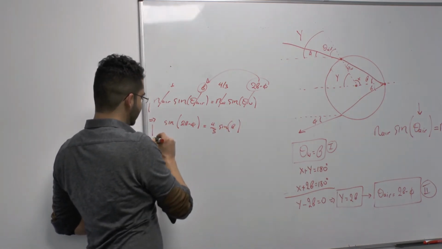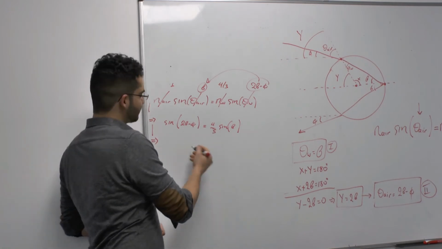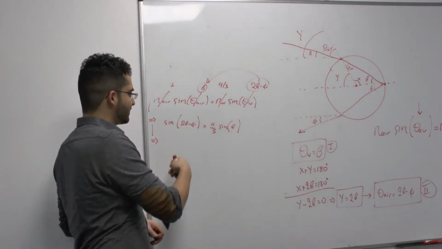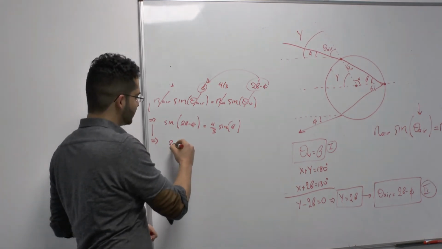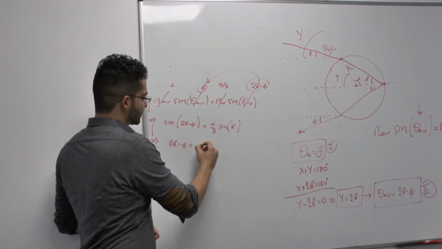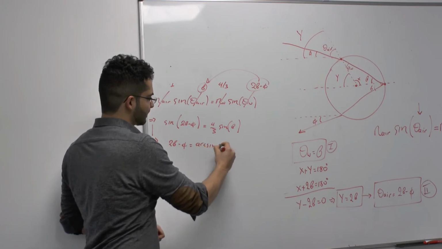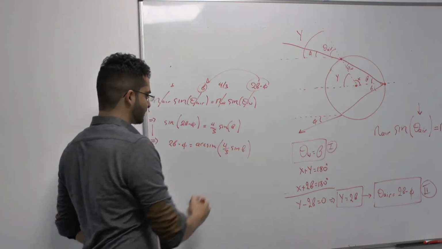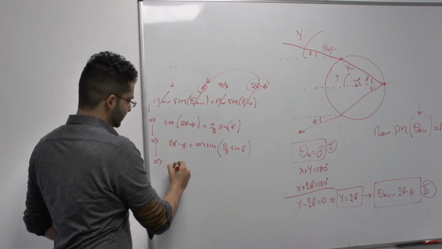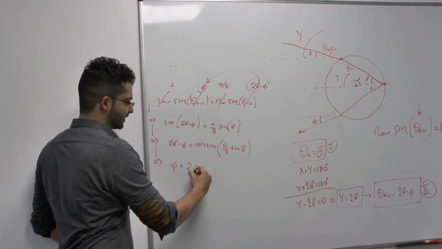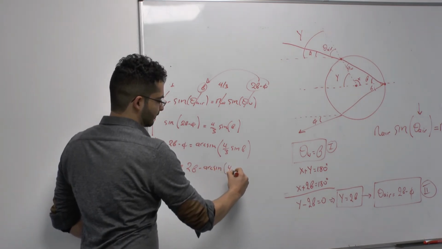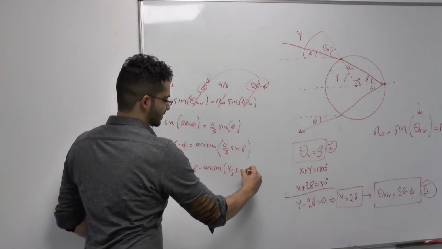And now I can take the arc sine on both sides. And all the arc sine does is simply to alleviate the sine function. So we end up with 2 beta minus phi is equal to the arc sine of 4/3 sine beta. And we can further reduce this to phi is equal to 2 beta minus arc sine of 4/3 sine beta.